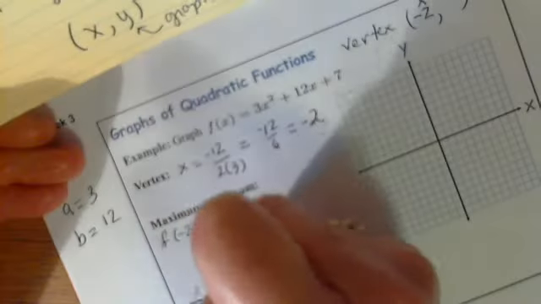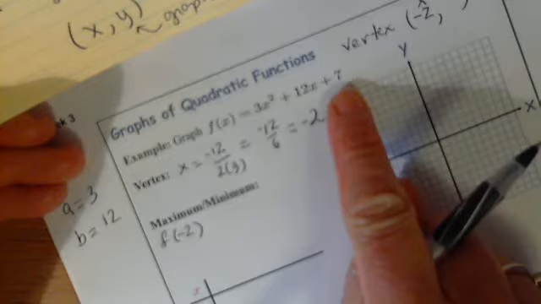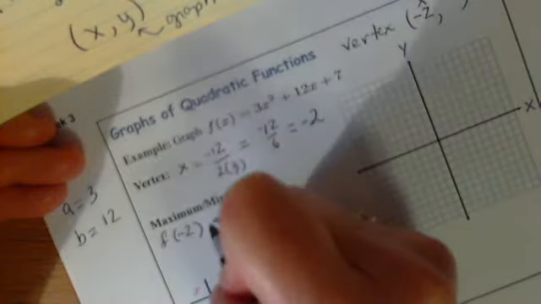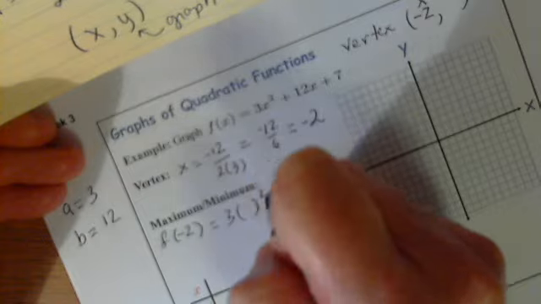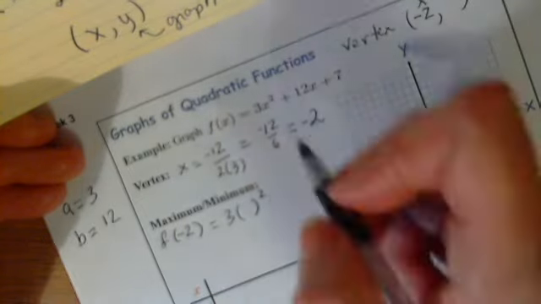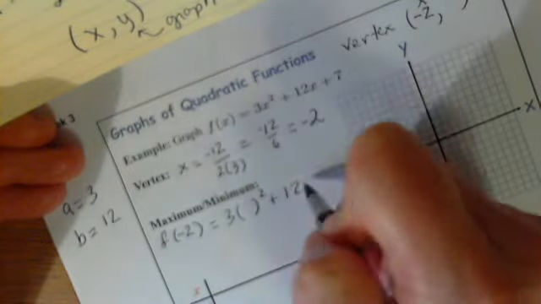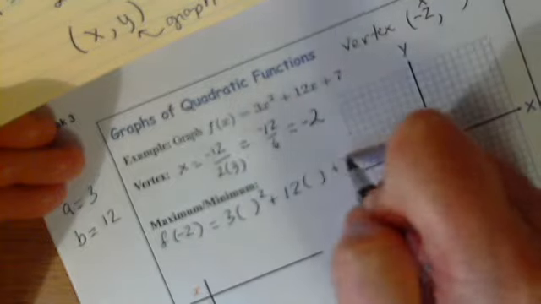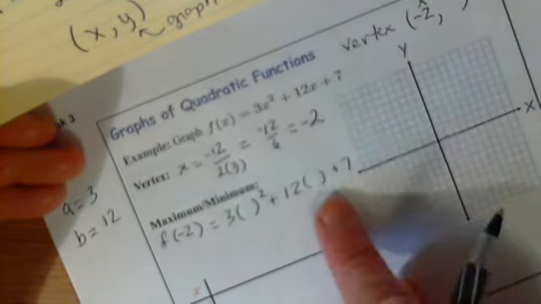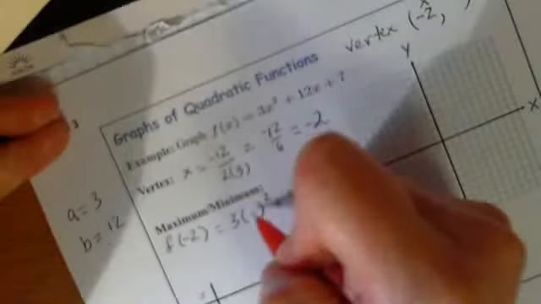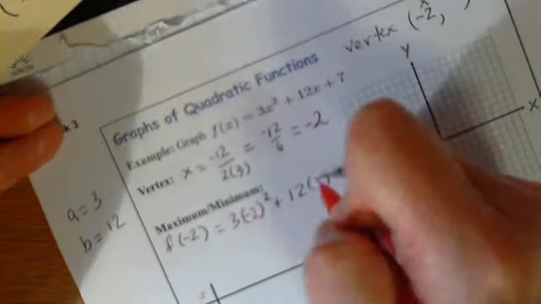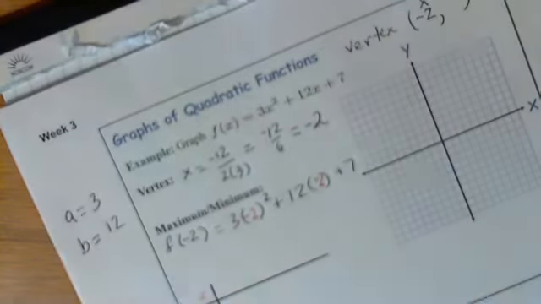f of negative 2. So I grab the function, and wherever there's an x, I leave it out and put a pocket in its place. So 3 blank squared plus 12 times blank plus 7. And what am I putting in the pockets? The negative 2 that we found x was. So we're putting negative 2 in here and here.